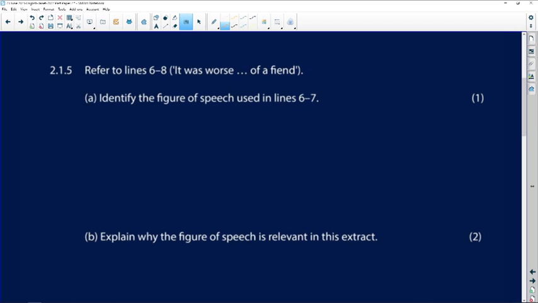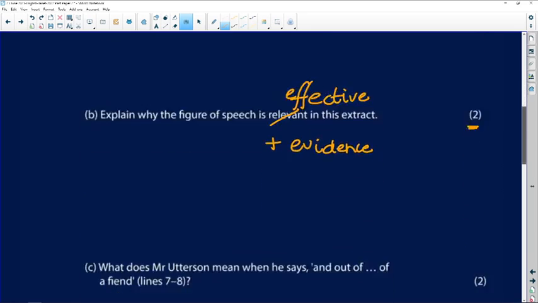Right, now we come to the figure of speech question. So identify the figure of speech. You're going to say it's a simile, metaphor, personification, whatever it is. Then explain why it's relevant. Remember, they don't really mean relevant, they mean effective. So if you have somebody being described as a fiend, a devil, you'd explain in what way that person is a devil with some evidence. And that would get you your figure of speech question here.